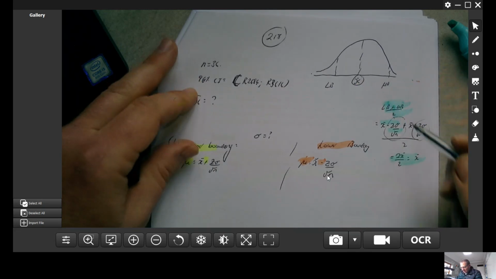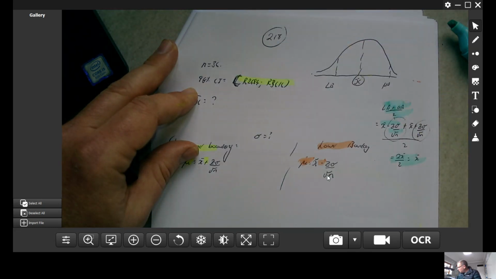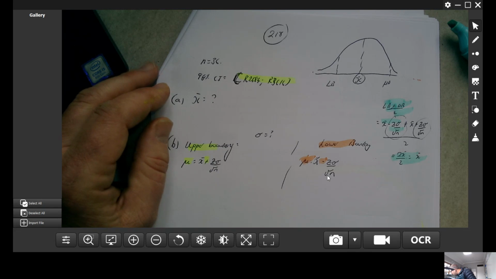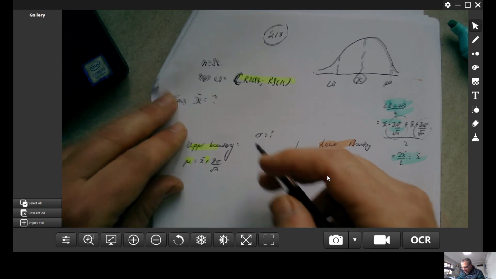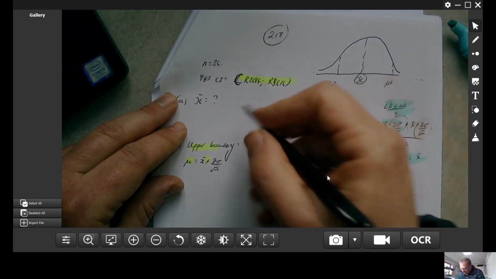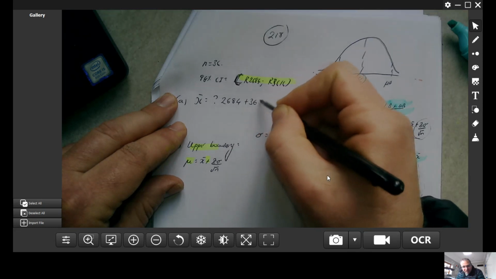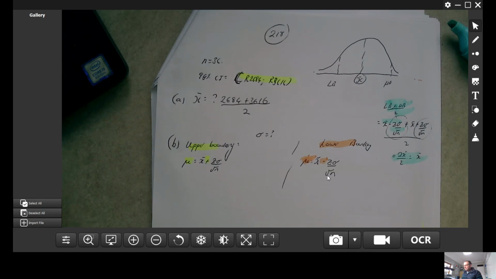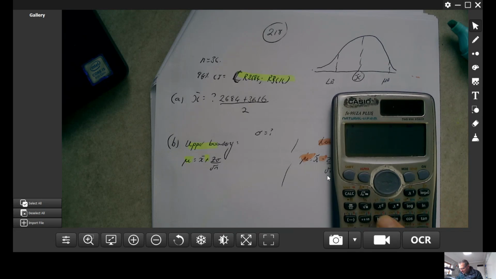So the sample mean in this case, for Kevin, 2,684 and 3,616 were our lower boundary and upper boundary. So the sample mean is going to be the middle of that. Be careful of this, because if you don't recognize this, if you've got the boundaries, that's how you find your sample mean, just by adding them up and dividing by 2, because so much of the rest of the question depends on knowing this value. So don't mess that up, guys.